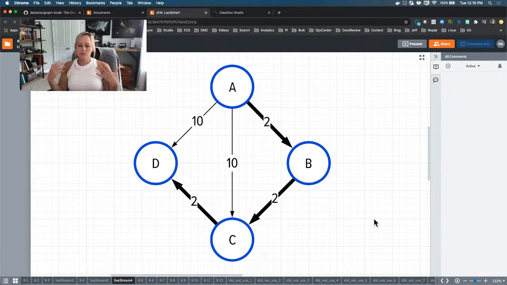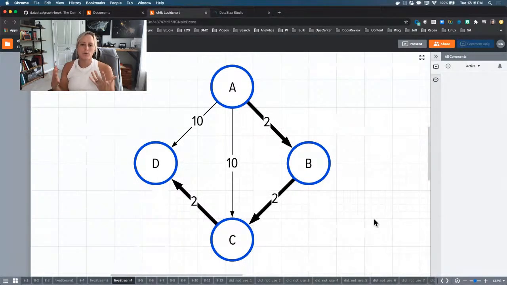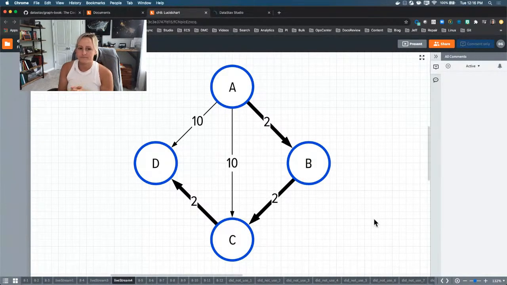And for those of you in the audience who have studied computer science or algorithms, there's 2 really popular ways that you walk through these graphs. And that's the image that we're going to get to on 8.5.